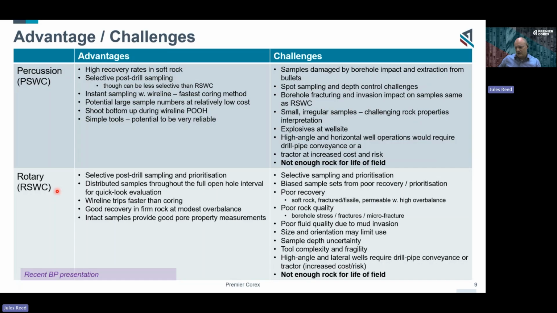You're also going to need permissions for having explosives at well site. And so that could be an extra cost or extra administration to deal with there.